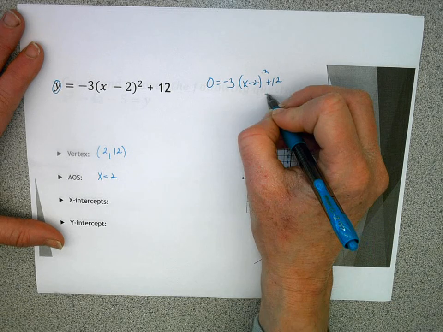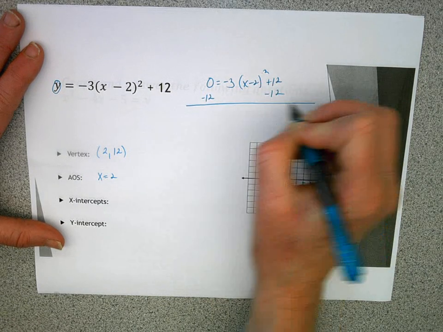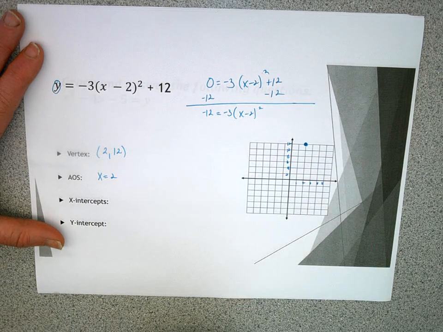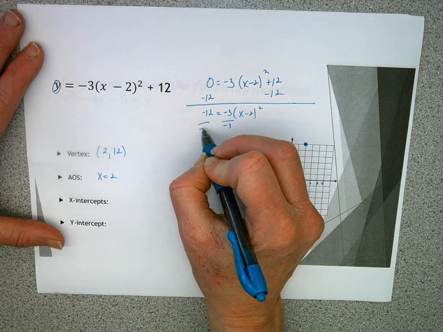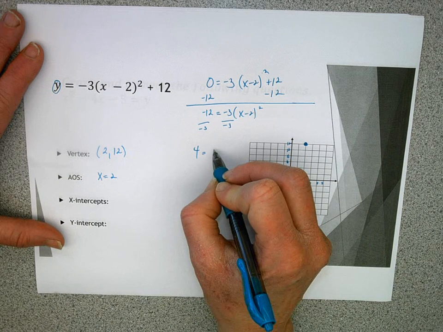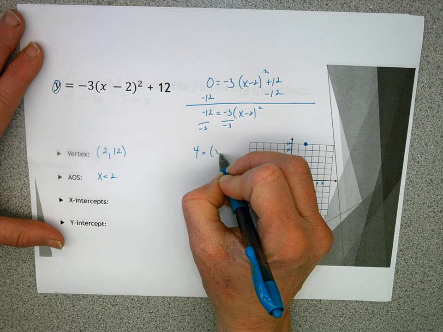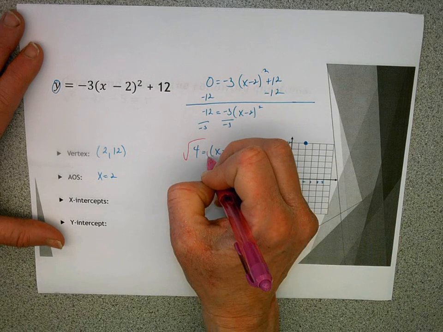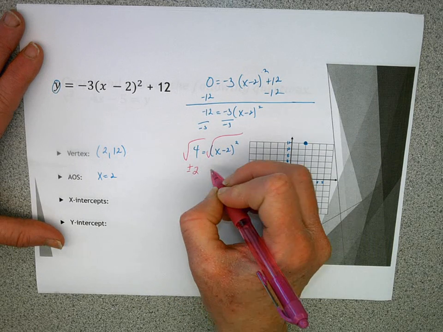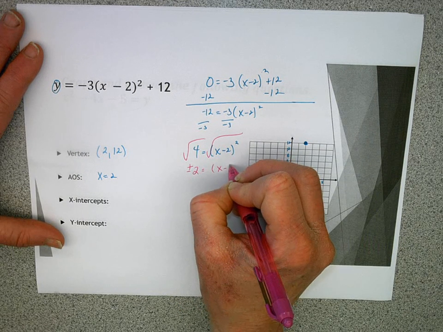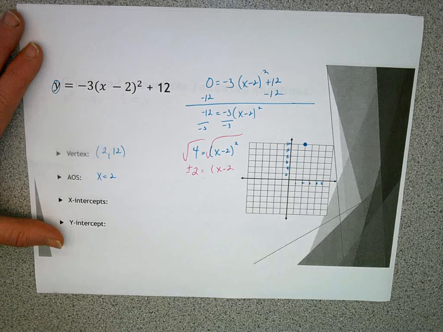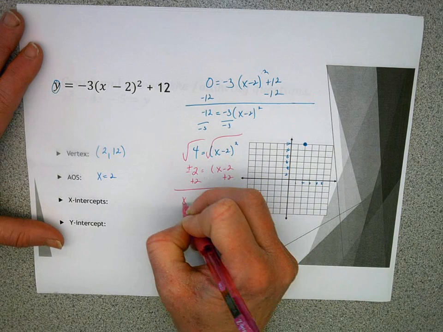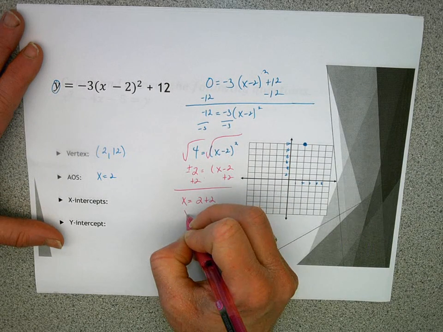So I'm going to move the 12 over to the other side. I'm going to divide by -3. Take the square root of both sides. Got to get what x is. Square root of 4 is plus or minus 2. Oops. Don't need the parentheses there. Square root and square cancel out. And then I'd add 2. So you should get x equals 2 plus 2 and x equals 2 minus 2.